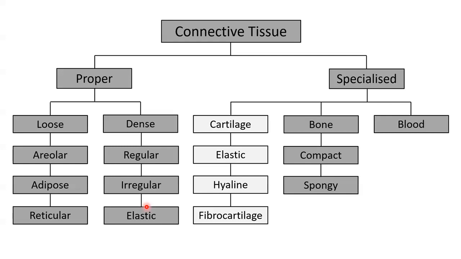Our cartilage can be divided into three different types of tissue. So we have elastic cartilage, hyaline cartilage, and fibrocartilage. And again, I'll give you some examples on the next few slides.